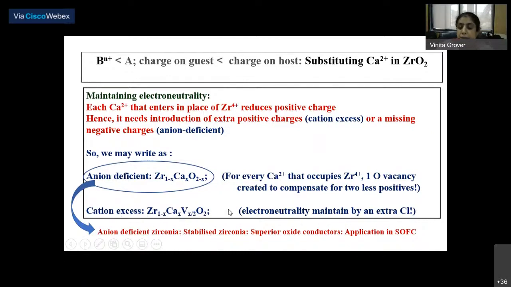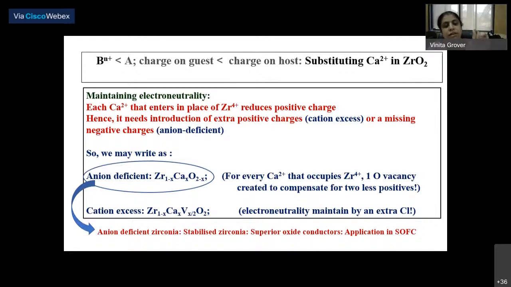And then we also read a very important technological material, which is anion deficient zirconia, also called the stabilized zirconia, which has applications as superior oxide ion conductors. And why does it behave as an oxide ion conductor? Two reasons. One is it has got vacancies, oxide ion vacancies, which help in the hopping of oxide ion from one place to another, thus leading to the conductivity.